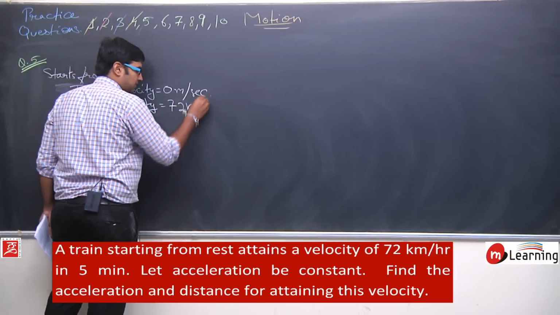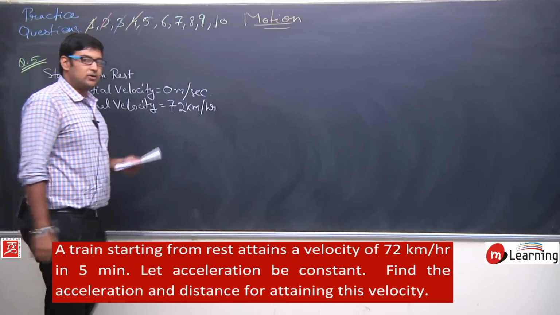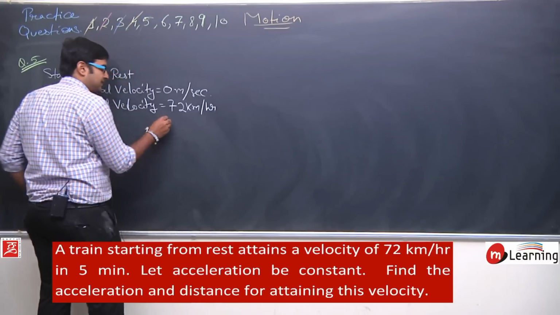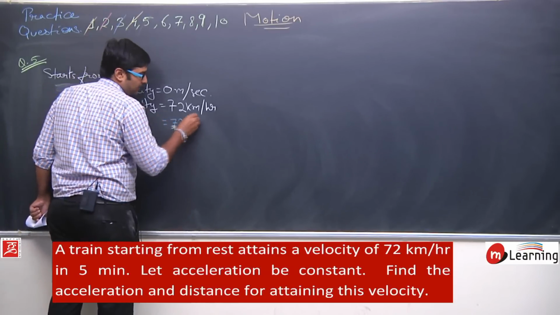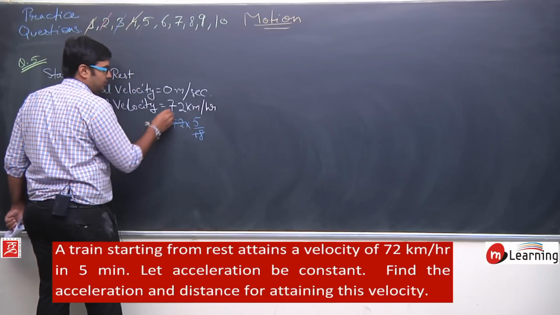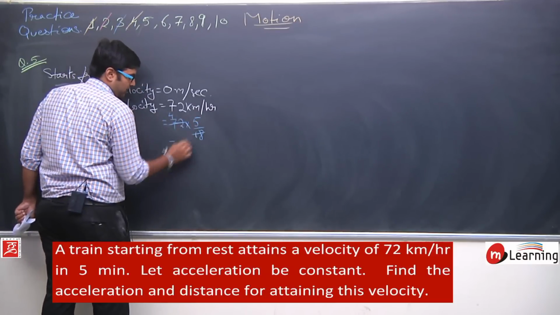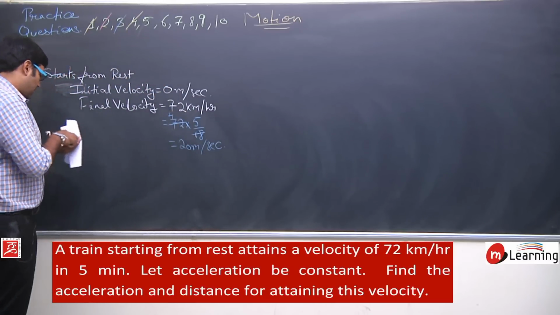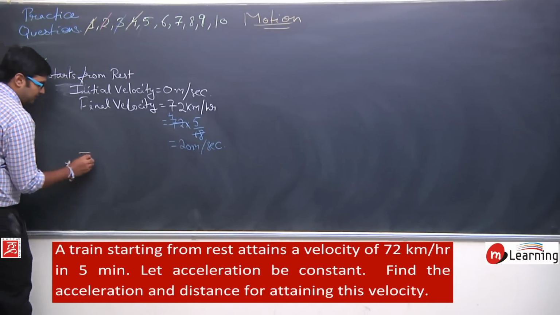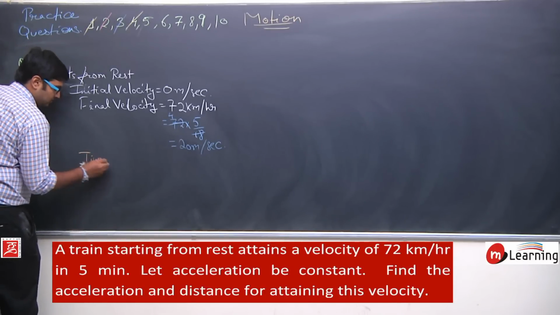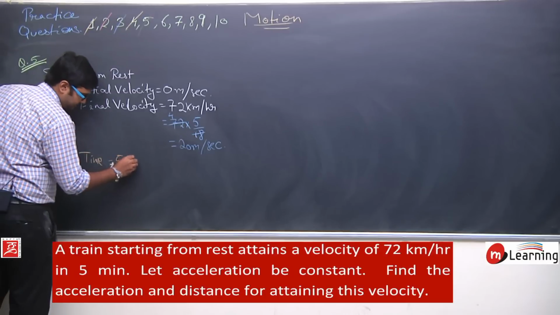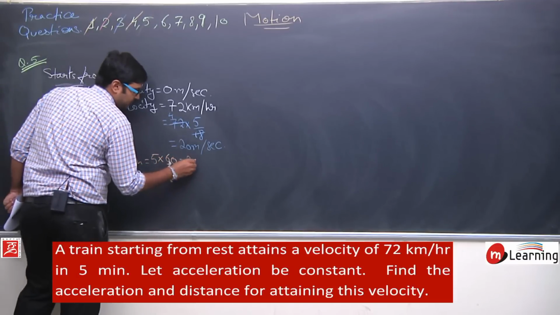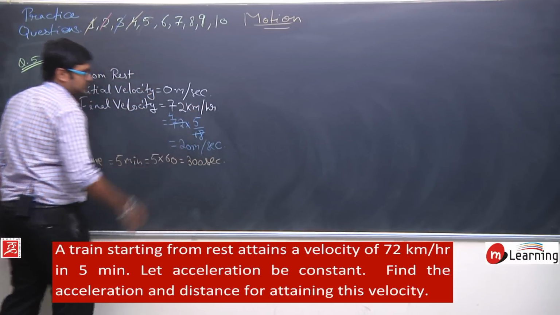The final velocity is 72 kilometers per hour. Now we will convert this kilometer per hour into meters per second. How to convert it? We will multiply 72 by 5 by 18. When you convert it, this will give you 4 into 5, which is 20 meters per second. And the time taken by the train is 5 minutes. I will convert this into seconds. So 5 into 60 is 300 seconds.